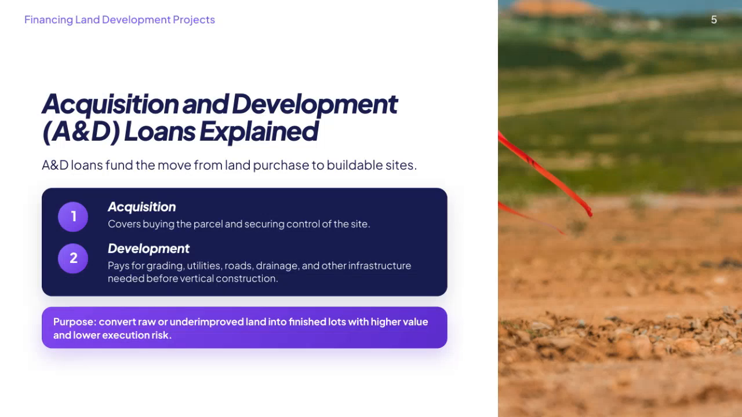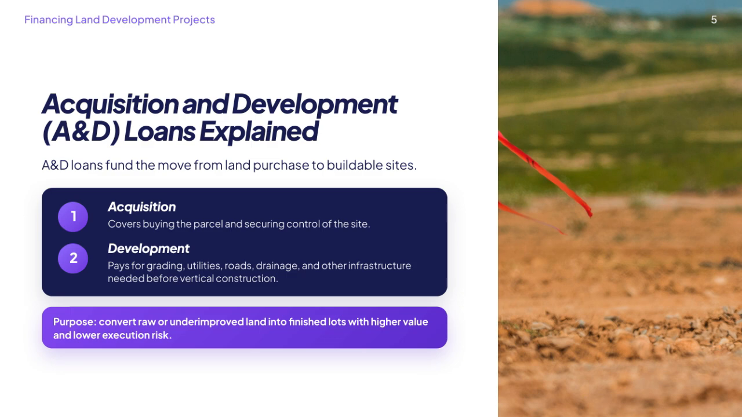Let's talk about acquisition and development, or A&D loans. These loans are essential for moving a property from just a raw piece of land to a site that's ready for building. The first part is acquisition, which covers buying the land parcel itself and securing control of the site, basically getting ownership or the rights to the property.